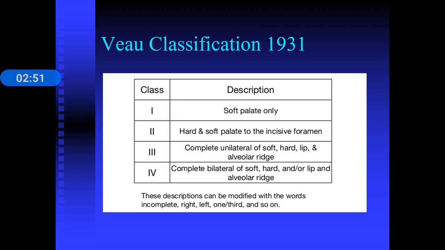Then the Veau classification of 1931 classified clefts into four groups. In Group 1, the cleft involves only the soft palate. Group 2, the hard and the soft palate up to the incisive foramen. Group 3 means complete unilateral clefting of the soft palate, hard palate, lip and alveolar ridge. And Group 4 is complete bilateral cleft of soft palate, hard palate and lip and alveolar ridge.